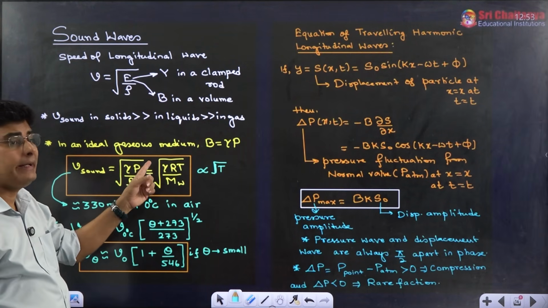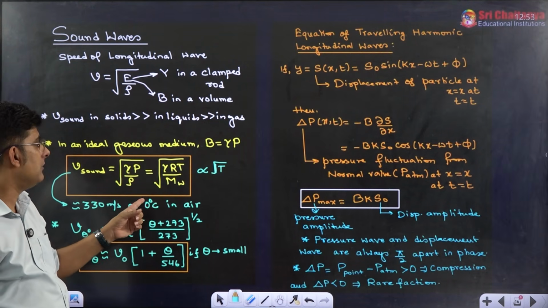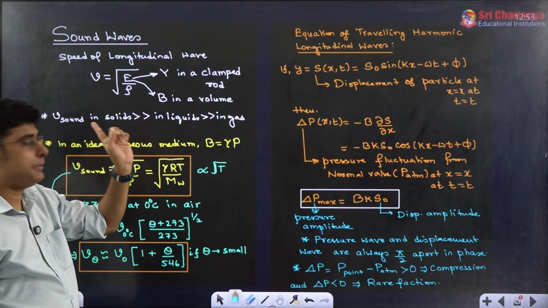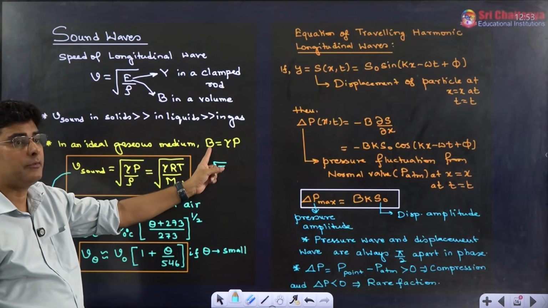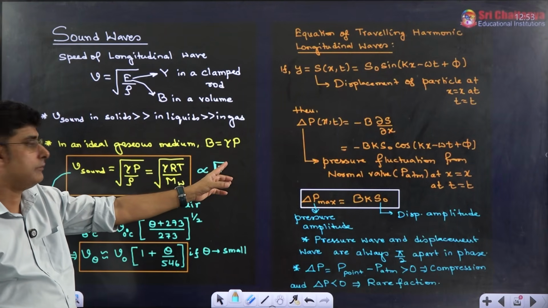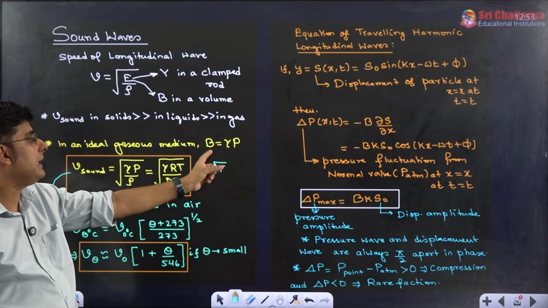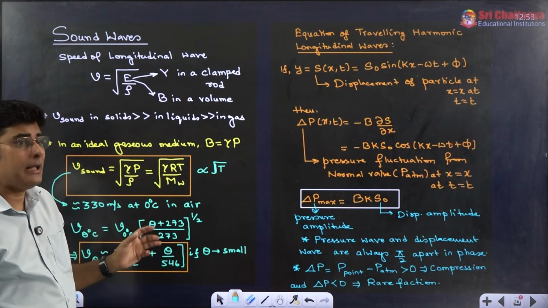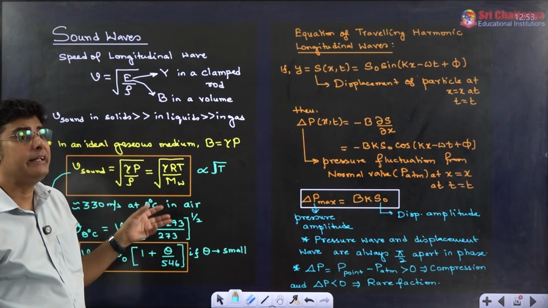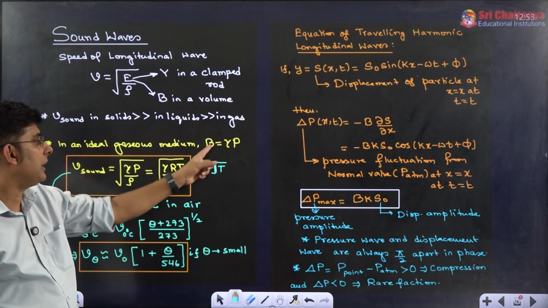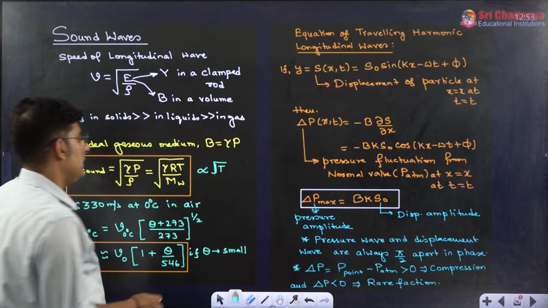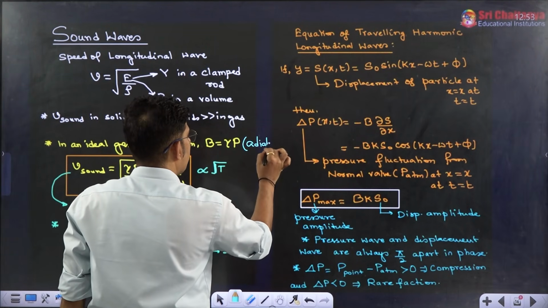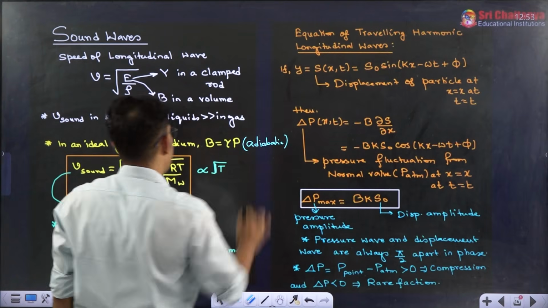Now if we have an ideal gaseous medium, in the previous lecture we had studied bulk modulus for an ideal gas. We write B equals X times P, where X is the polytropic constant. Laplace found that the conditions are adiabatic. So bulk modulus is gamma P. He found that the conditions of sound propagation were adiabatic. So B equals gamma P.